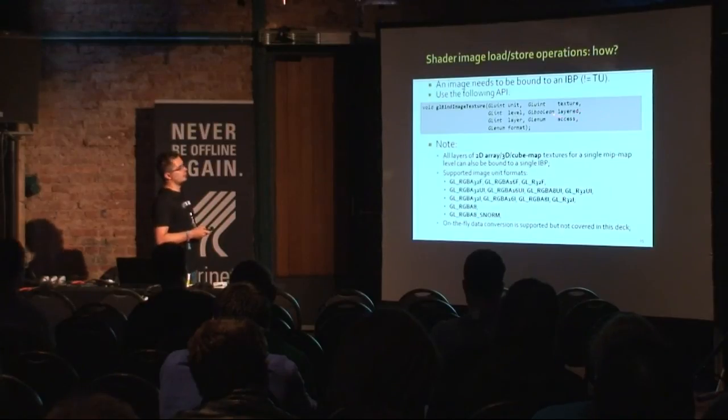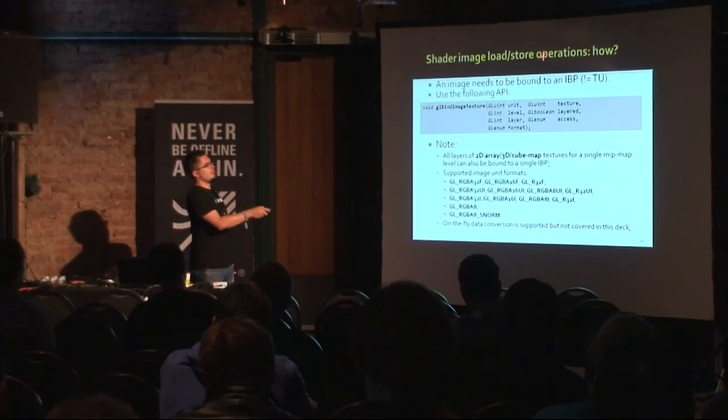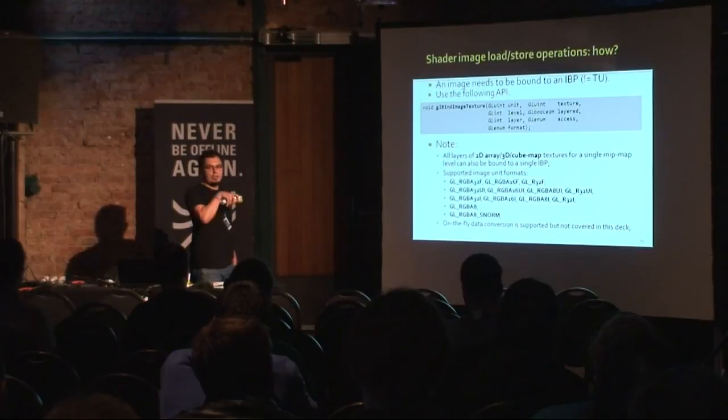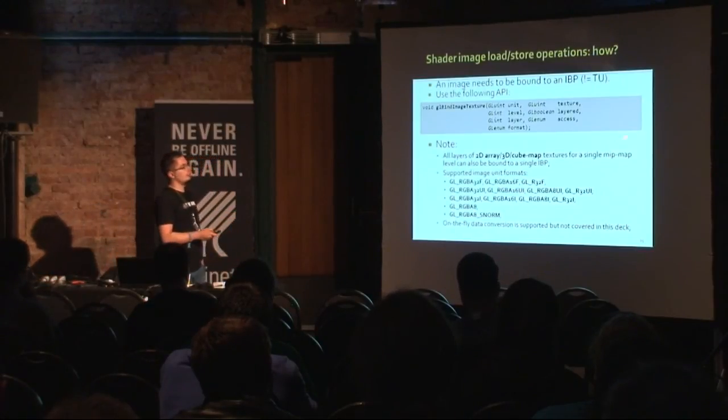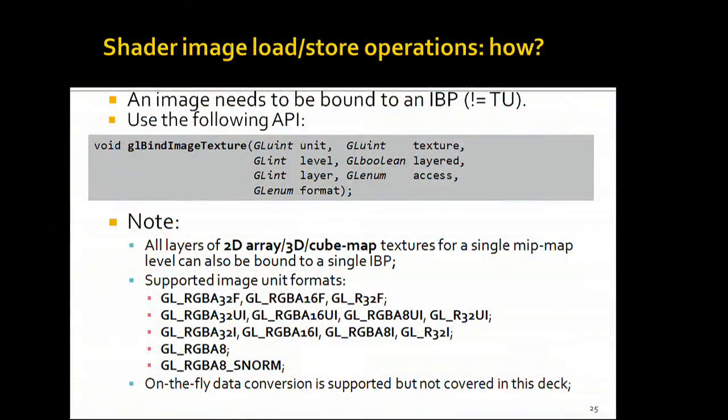And then there's this layered argument. Now, this has got nothing to do with layered rendering. This tells you whether you want to have access to all layers of the texture within your shader or not. So if you set layered to false, you'll need to make sure that the value that you pass to the layer argument makes sense, because if you are not using multiple layers of a texture, you actually need to tell OpenGL ES which layer you want to be able to read or write to. And then there's this access argument. This tells whether you want to be able to only read from that slice, from that face or whatnot, or whether you also want to write into it.